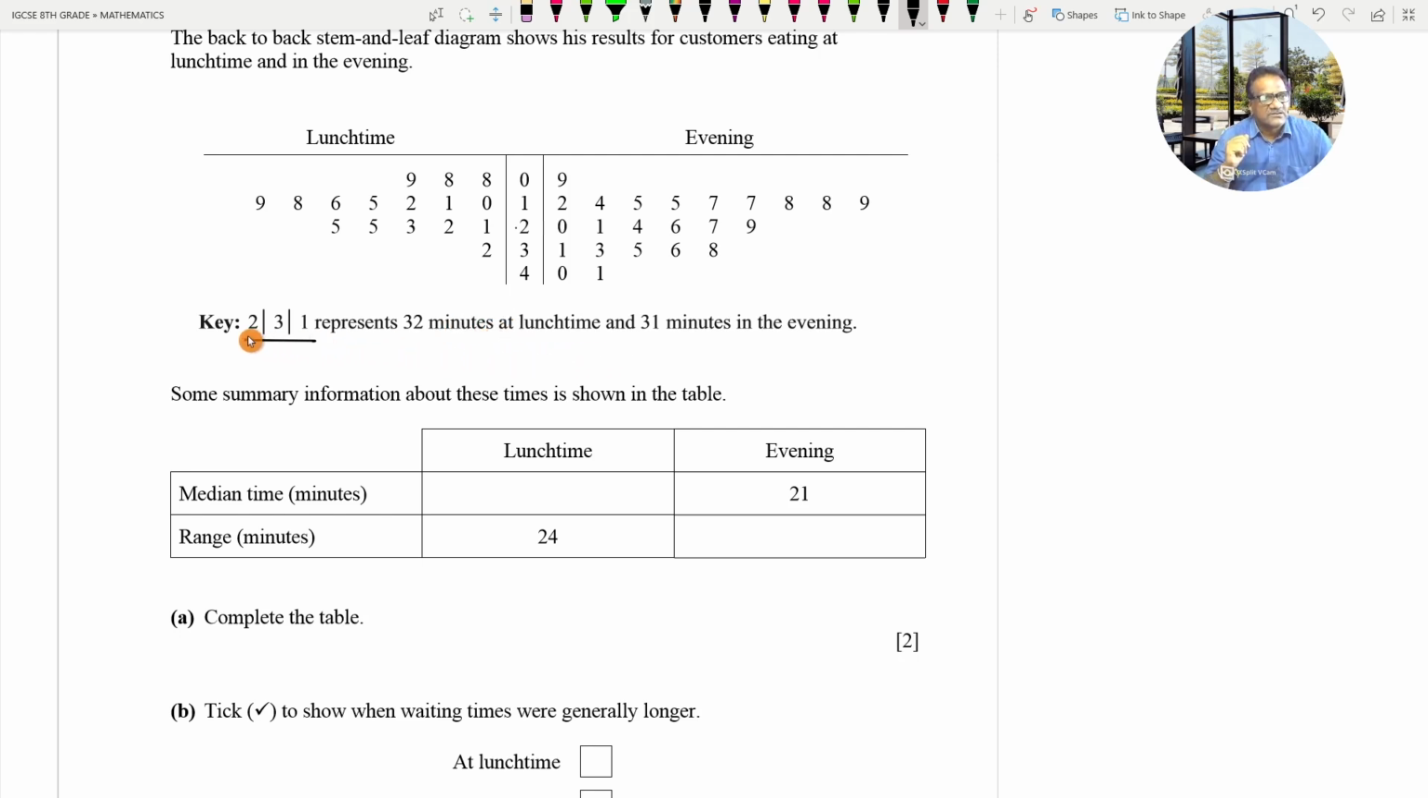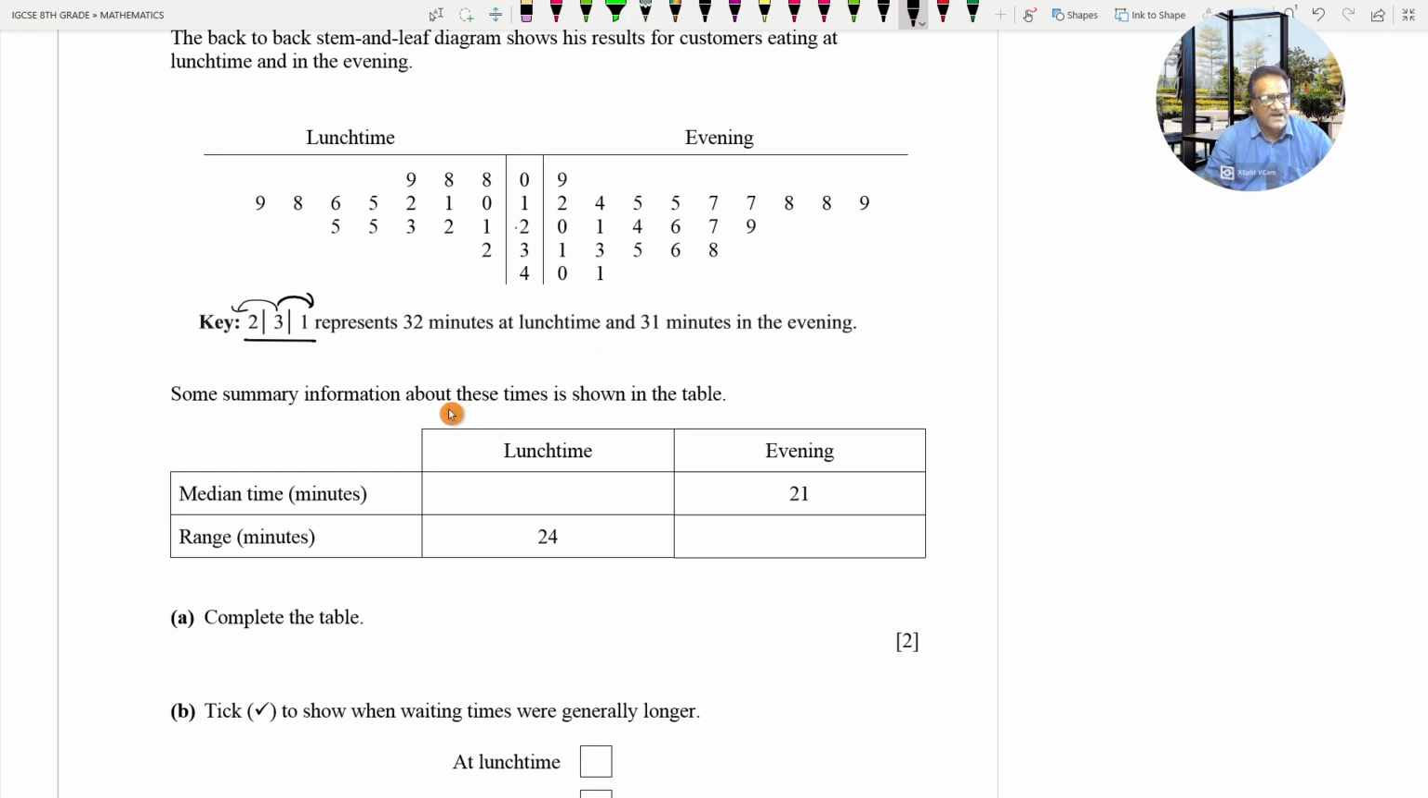Okay, so 2 | 3 | 2 represents 32 minutes. So if you go from here, 32 minutes, this is the lunchtime waiting time. This is one example. Okay, this works for all. And 31 is for the evening. So 31 is 31 minutes in the evening. Okay, so this is how you can construct the entire stem and leaf diagram.